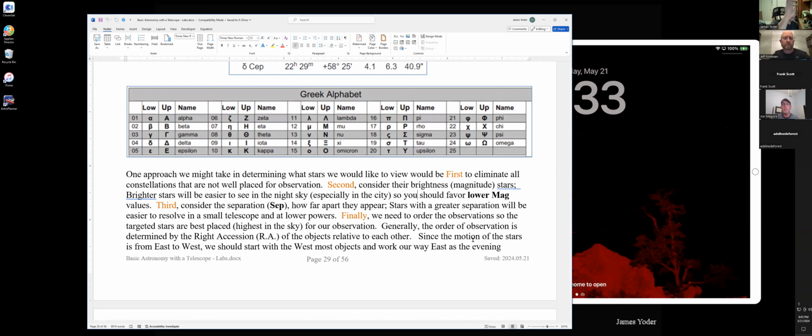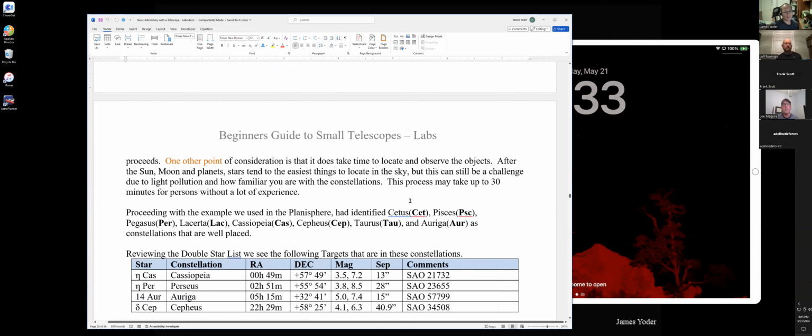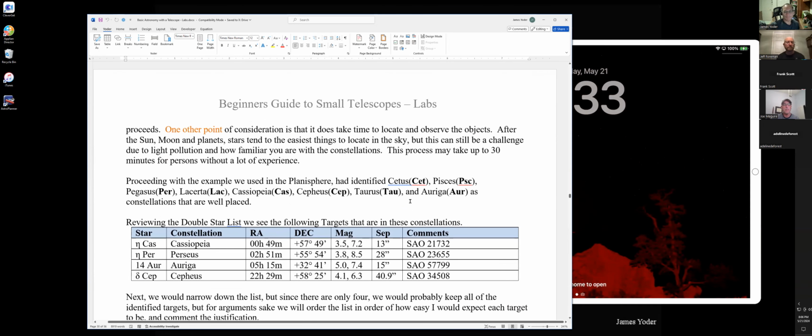So, for instance, we know the sky is going from east to west, right? So when we start our observation sessions, we want to start in the west because that's going to set first. So you start in the west and work your way to the east. That's the right ascension values you have to watch. So let's go through that process. And the other thing to consider is how long is it going to take you to find these objects. Again, with the GOTO, it's instantaneous, or 60 seconds. With star hopping, it can take you half an hour for each one. So let's go through the example.